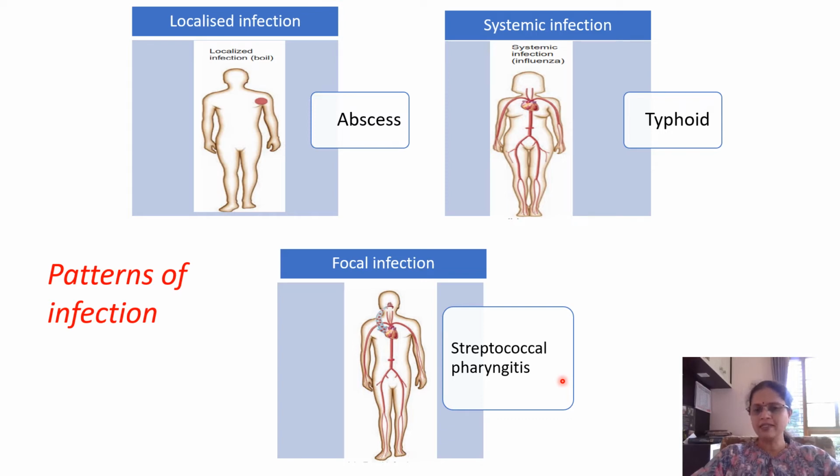See, here basically the infection is present in the upper respiratory tract, in the pharyngeal region. Inflammation will be seen in the pharynx, but the streptococci will release its toxins, and these toxins will get spread to other parts of the body, causing symptoms in other parts of the body also. So such an infection is called a focal infection.